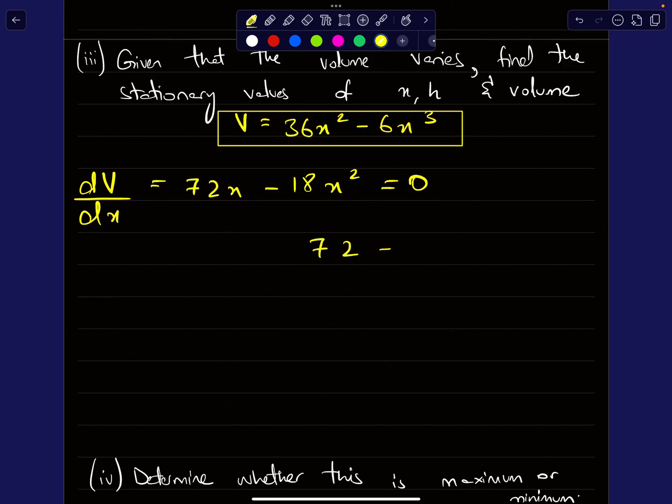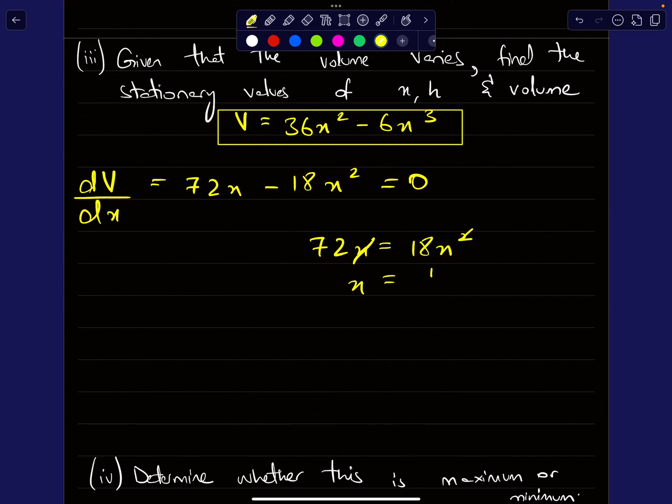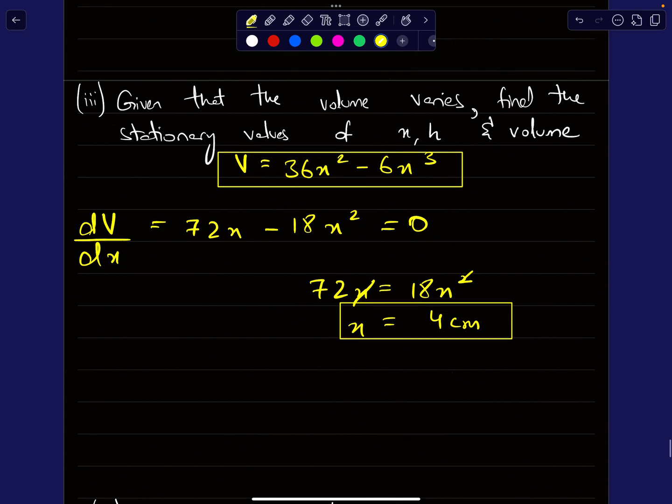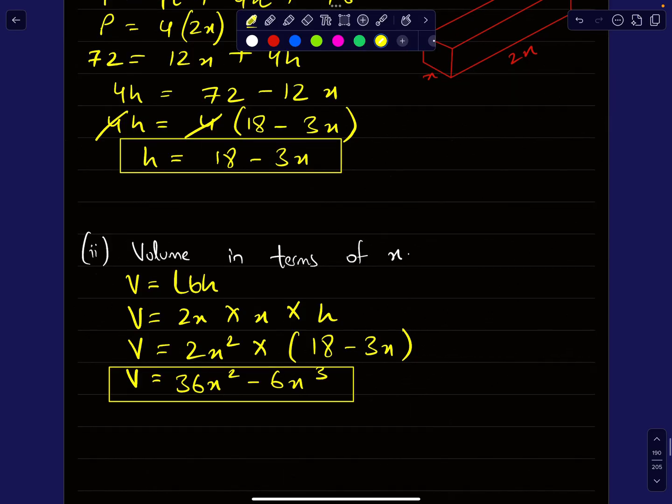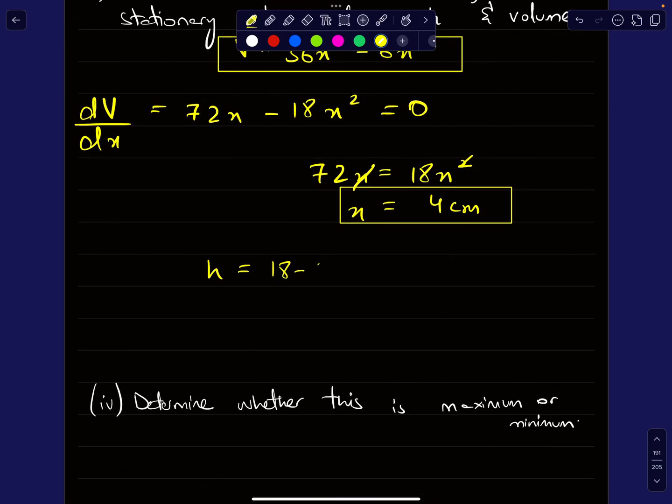Solving this would give us this expression. One of the x's cancels out and the value of x turns out to be 4 centimeters. Since we now have the value of x as 4, we can go on to find the height, which we expressed as 18 minus 3x. From the first part, we know the value of x, thus height turns out to be 6 centimeters.